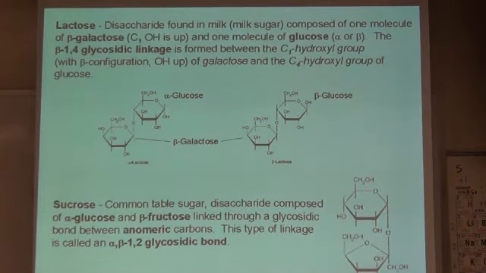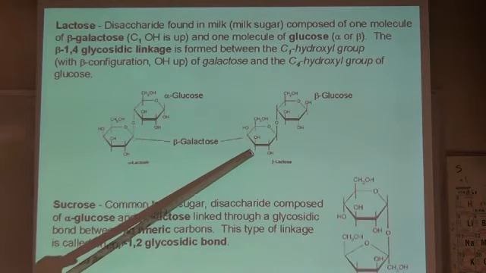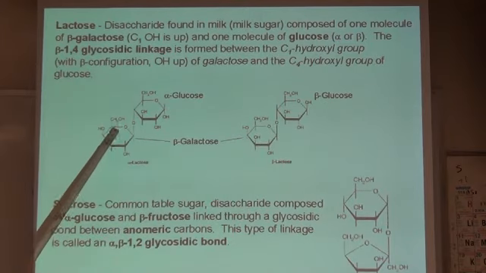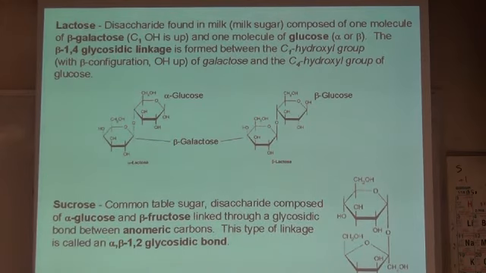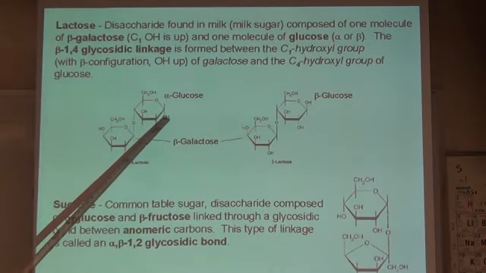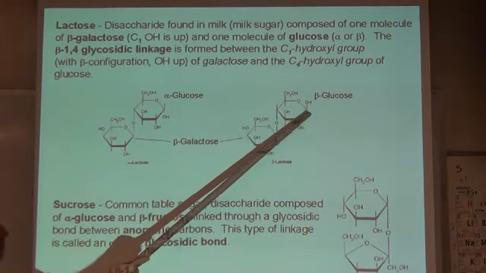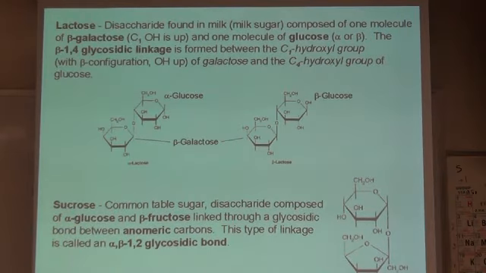Let's look at lactose. Lactose is formed from 1 galactose and 1 glucose. Here they are. Look at our galactose. Oxygen, 1 to the right, going up. It's beta. Our glucose, oxygen, 1 to the right, going down. Alpha. Oxygen, 1 to the right, going up. Beta. So, beta lactose, alpha lactose.